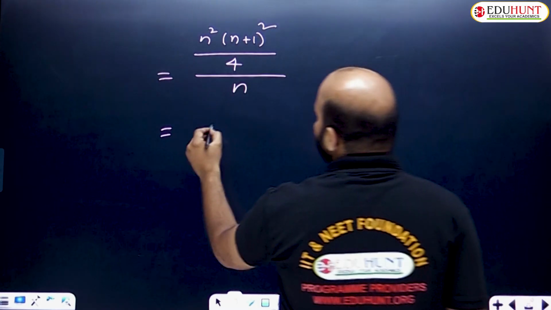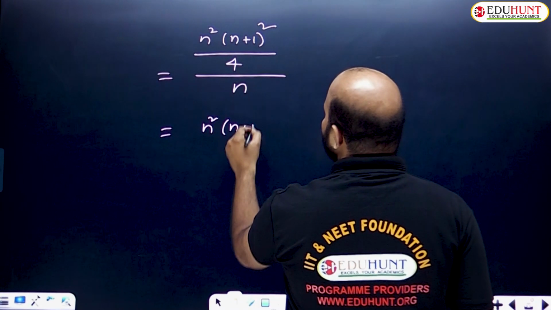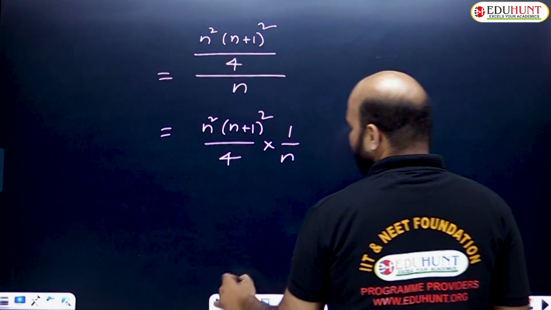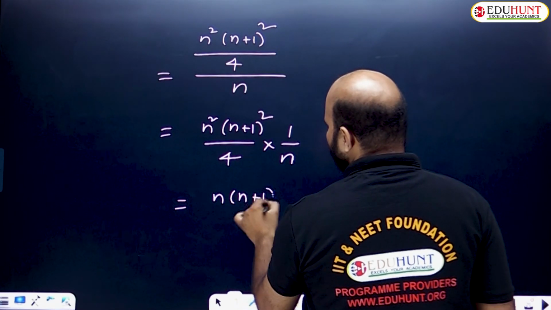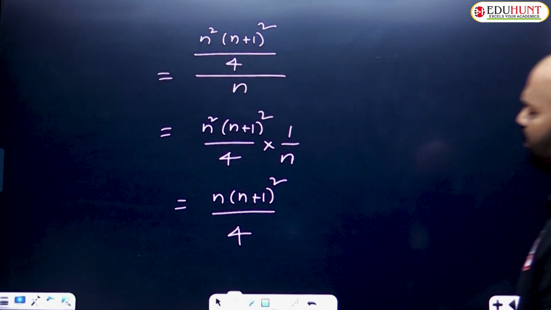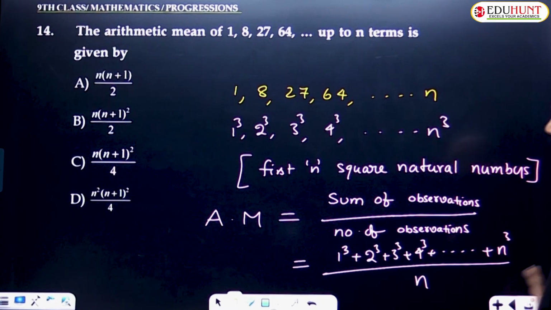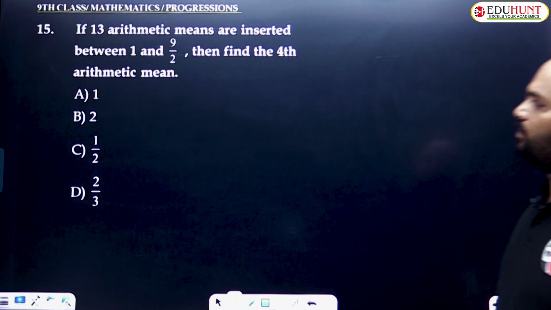So it can be written as n²(n+1)²/4 into 1/n. One n cancels, and the remaining part becomes n(n+1)²/4, which is the required answer. So this is the average or arithmetic mean of the first n cube natural numbers: n(n+1)²/4. Option C is the right answer. Am I clear? So let's go to question number 15.